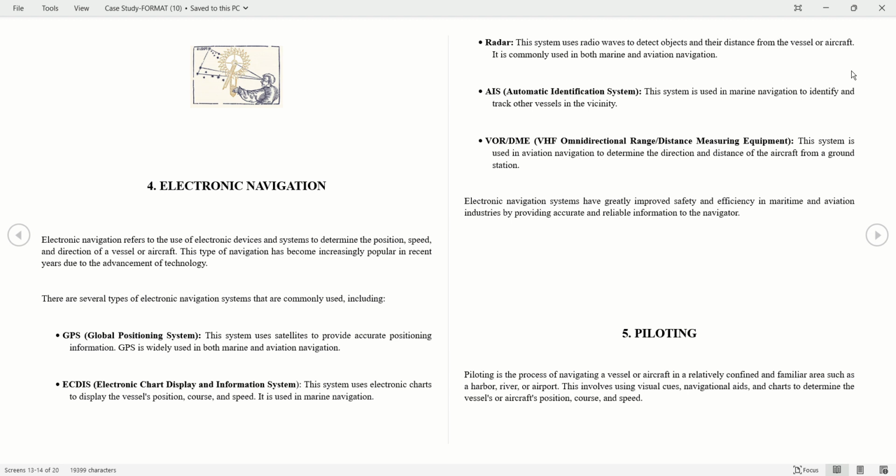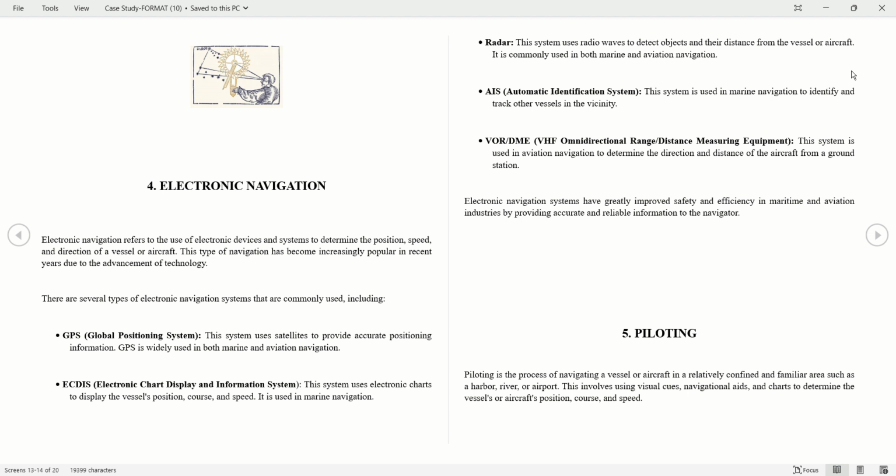And next is radar. The radar system is also used to measure distance from the vessel. It is commonly used in both marine and aviation navigation. Then the next is AIS, which is the Automatic Identification System. This system is used in marine navigation to identify vessels in the vicinity. So electronic navigation systems have greatly improved safety and efficiency in the maritime and aviation industries by providing accurate and reliable information for the navigator. Then the next subtopic is piloting.